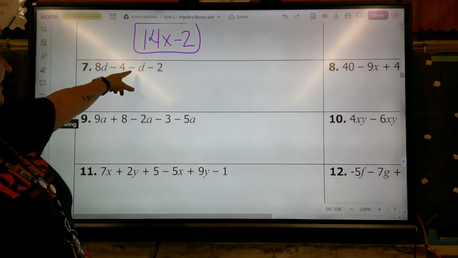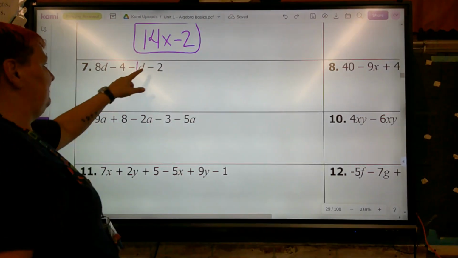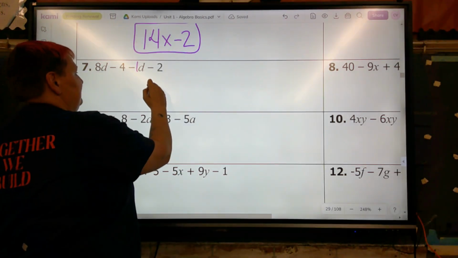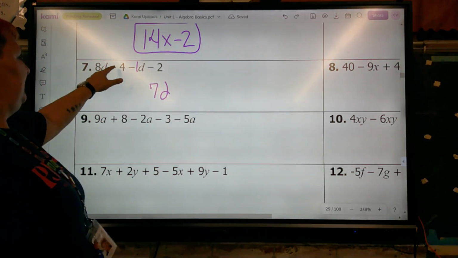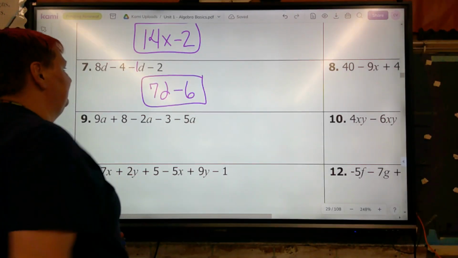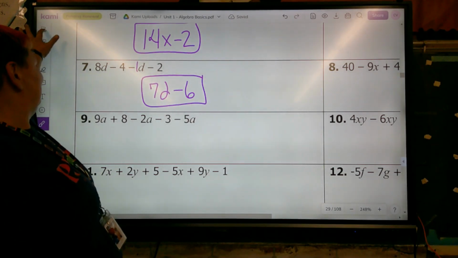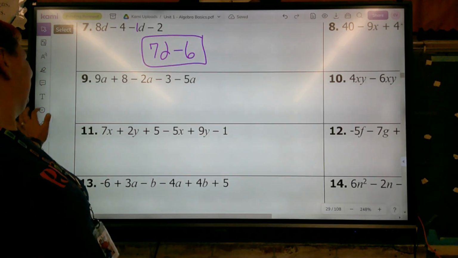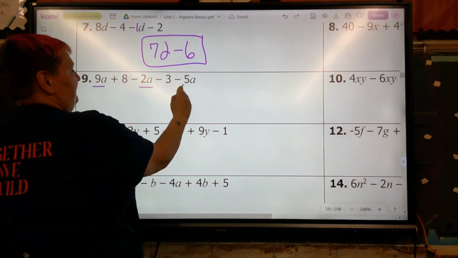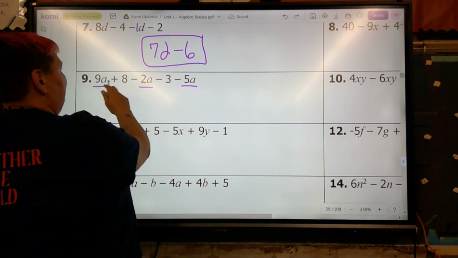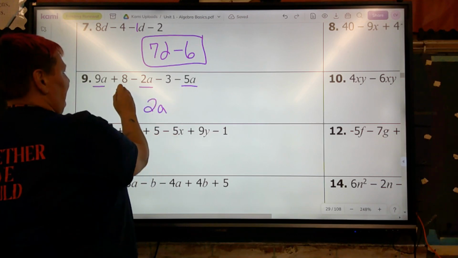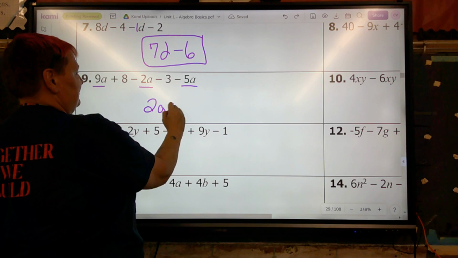8d minus 4 minus 1d minus 2. 8d minus 1d is 7d. Negative 4 minus 2 is negative 6. Alright, 9a minus 2a minus 5a. 9 minus 2 is 7, minus 5 is 2, you're left with 2a. 8 minus 3 is positive 5.